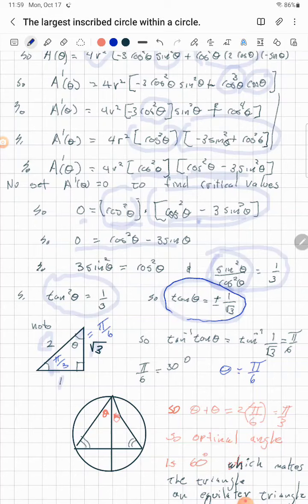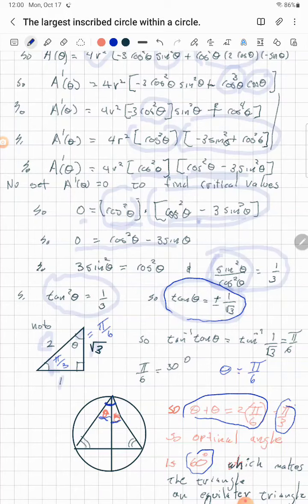Now, if you take a look at our original schematic, we have a theta here and a theta here. So the optimal angle for the triangle here is going to be theta plus theta, which is 2 pi over 6. 2 times it's pi over 3, which is 60 degrees. So 60 degrees would optimize it. If that were 60 degrees, then that isosceles triangle would be optimized.